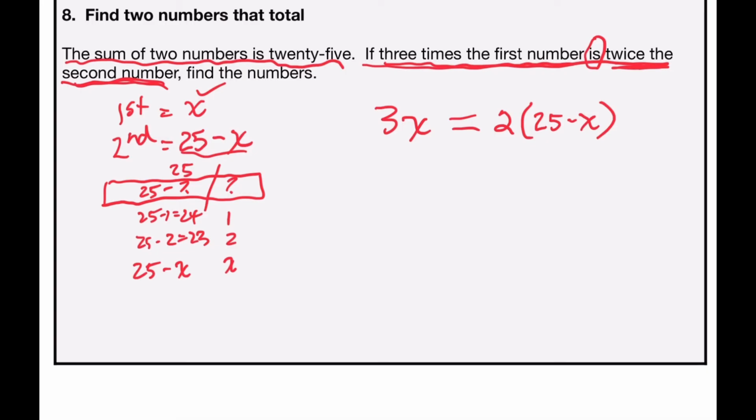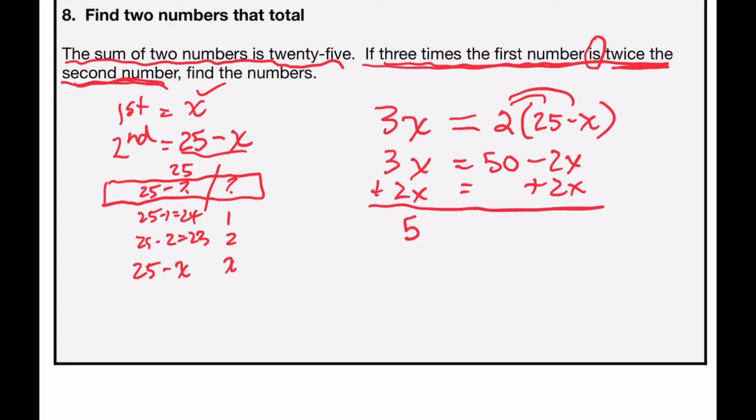And now I can solve. The left side is simplified. The right side has a distributive property. 2 times 25 is 50. And 2 times negative x is negative 2x. Now I'm going to gather my variables on one side and my numbers on the other. So I'm going to add 2x to both sides to keep my variable positive. 3x plus 2x is 5x. Negative 2x plus 2x is 0. 0 plus 50 is 50.